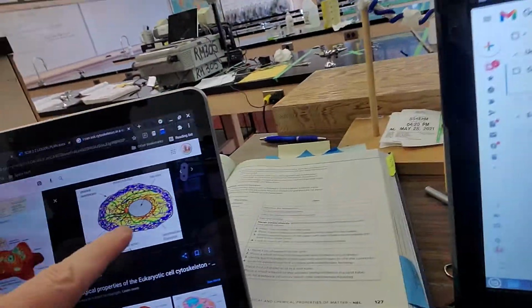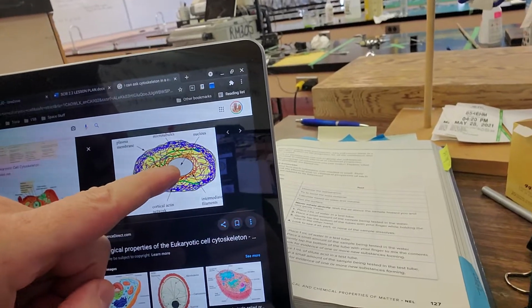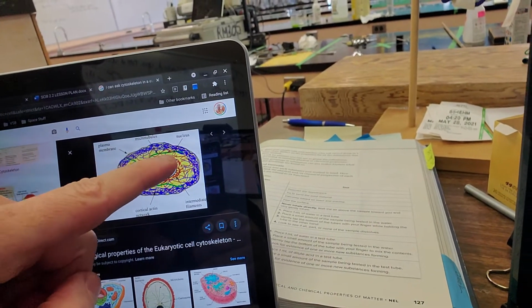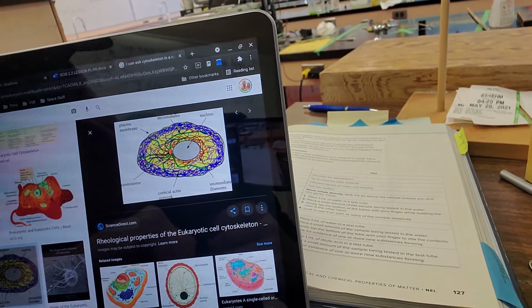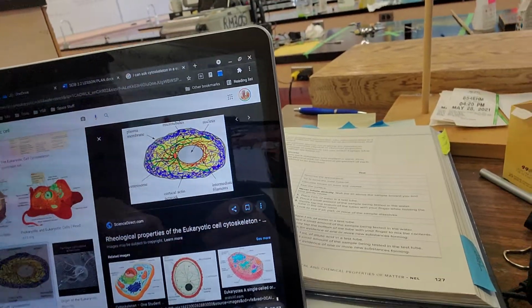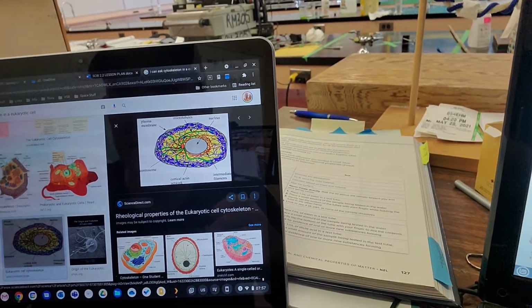Let me see if I can ask Google to show me a picture of cytoskeleton in a eukaryotic cell so you guys can see. Here we go. This will kind of do. So here you can see the nucleus, and all these little things, that's all microtubules and cytoskeleton inside. It's like a scaffolding, a matrix of it.